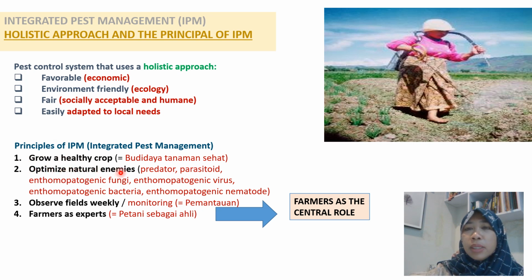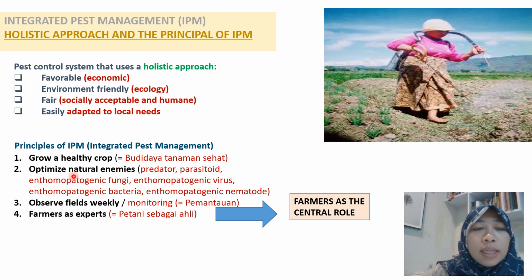Okay, so the first one is grow a healthy crop, and then the second one is optimize natural enemies. We can use biological agents such as predator. Predator is an animal that preys on another animal. It is called predator. And then parasitoid. Parasitoid is an animal that can parasitize other animals. So, for example, an insect could be parasitized by another insect. It means parasitoid. We will study it in another subject next semester.